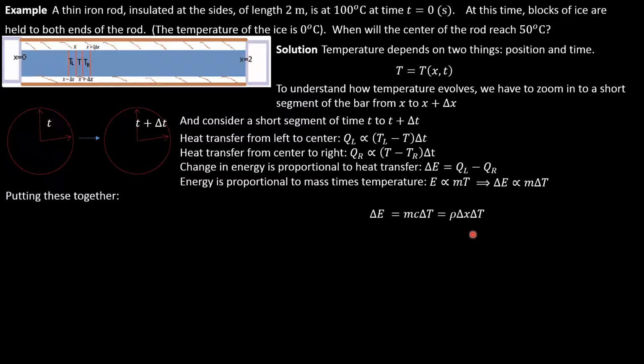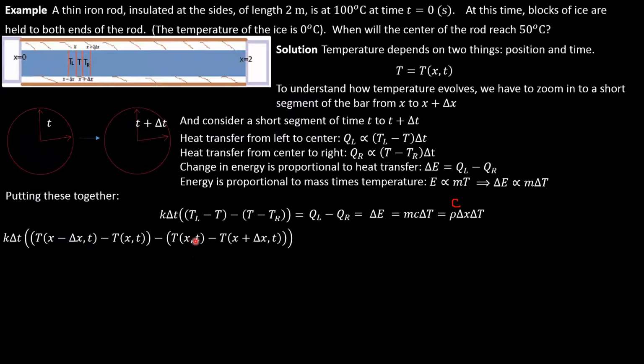So we have this. There's actually a mistake. There should also be a C here. And moving on, the change in energy is also equal to the amount of energy gained from the left minus the amount of energy lost to the right. And these two quantities are proportional to these differences times delta t. So I put them together, and here they are.